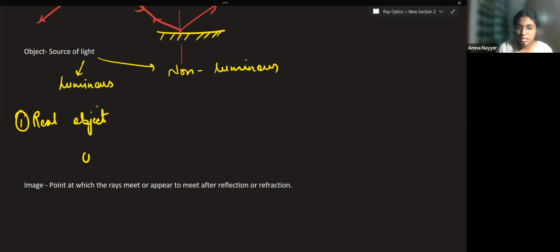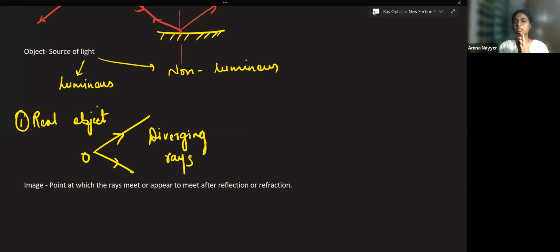Now, the speciality and the property that you have to remember about real objects is that the rays that emerge from these real objects are diverging in nature. Why are we studying this? Because this will be helpful when you will be drawing your ray diagrams. So especially for your ray diagrams, this is important. So these are diverging rays. Real objects have divergent rays. Fine. Then you have the concept of a virtual object.